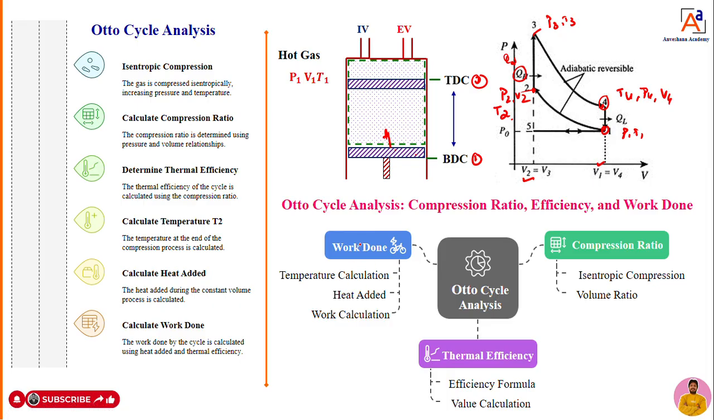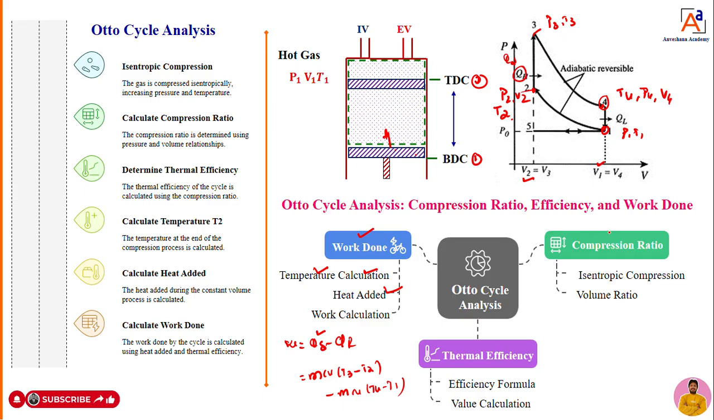So to calculate work done, temperatures are required. Work done, as I already told you, is QS minus QR. QS is equal to M into Cv into (T3 minus T2), and QR is equal to M into Cv into (T4 minus T1). Hence, to calculate work done, we require the heat supplied as well as the heat rejection, and with the help of that I can calculate the work done. This is the Otto cycle analysis.